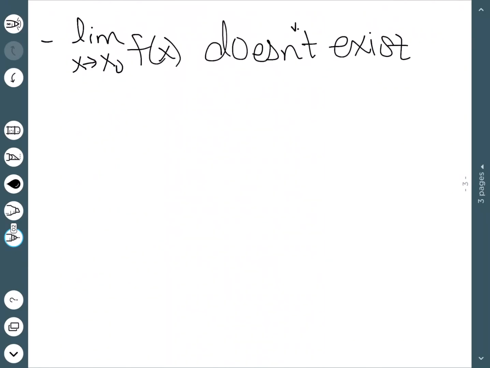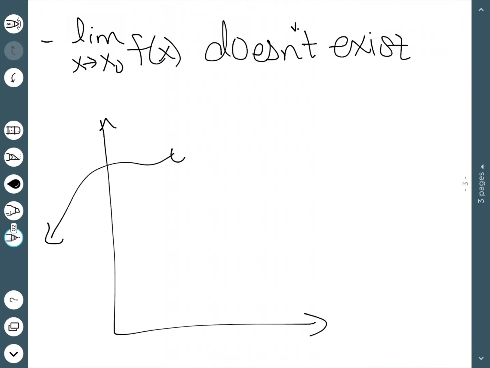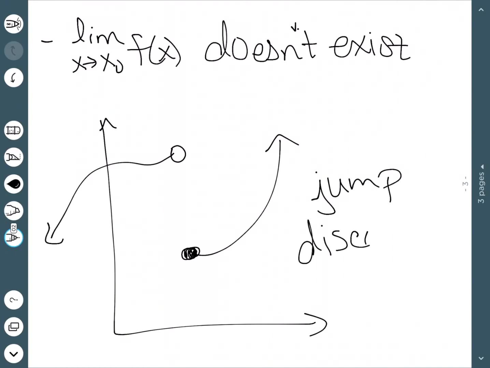The final way for something to be discontinuous is if the limit actually just doesn't exist. An example there would look something like this. We have this piecewise function, and this is called a jump discontinuity. Essentially what a jump discontinuity says is that while the right and the left limits both exist, they are not equal. So now that we've talked about the different kinds of discontinuity, let's look at some examples.